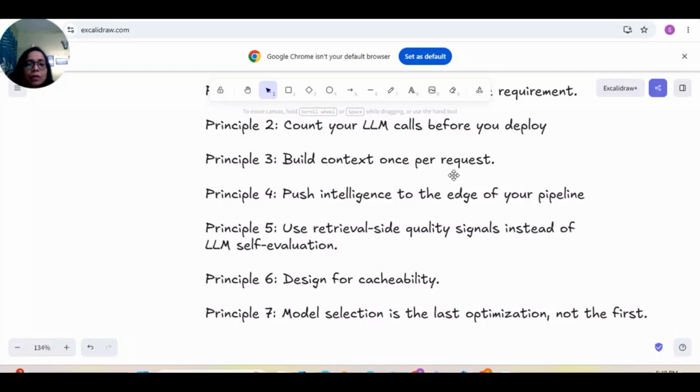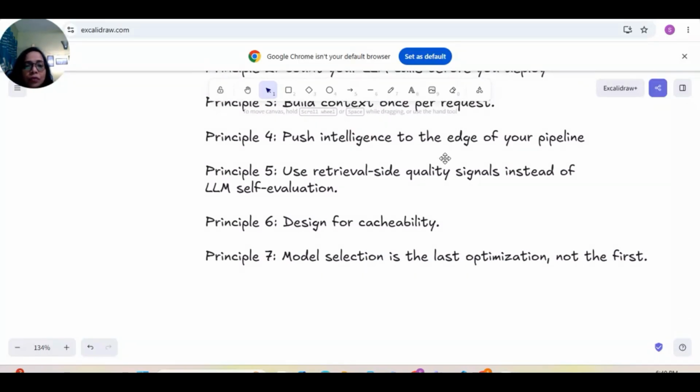The next principle is about pushing intelligence to the edge of your pipeline. For example, the LLM should live at the final stage where synthesis is actually needed, not scattered throughout the pipeline doing things that simpler tools can do. Response generation is a kind of intelligent activity, so we can deploy the LLM in the response generation phase instead of deploying it in cheaper, faster or more cacheable intermediate stages.